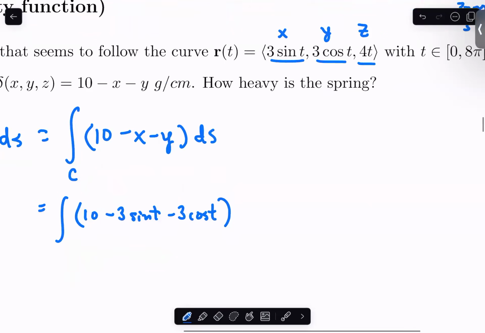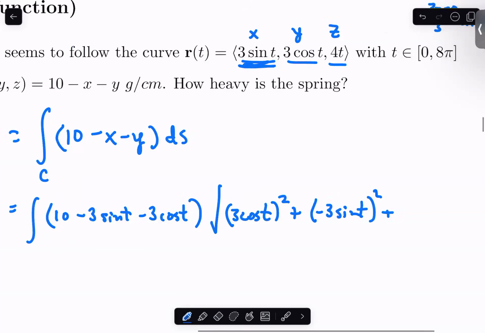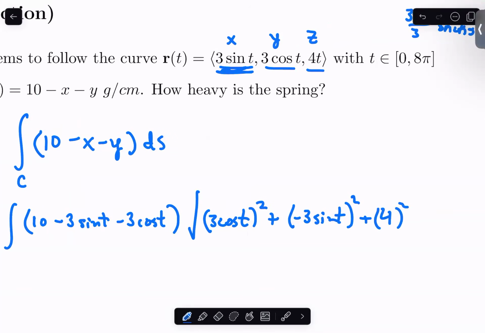So you're going to need to have the square root of, and let's go ahead and take the derivative of these. So the derivative of 3 sine is going to be 3 cosine. I'll square that. The derivative of y is going to be negative 3 sine. Square that. And the derivative of z is going to be 4. Square that. So this is the correct transformation from ds into dt. We need to take the derivative of our parameterization and then find the magnitude of that.